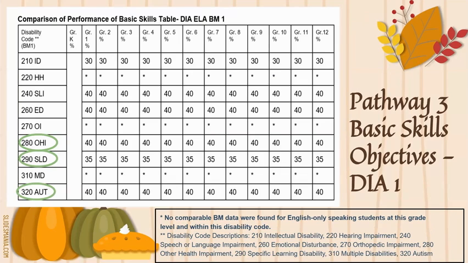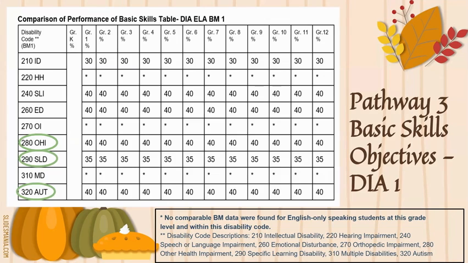For this pathway, we spoke about the district interim assessment for reading, DIA1. If you remember Ms. Pantoja, she mentioned 60%, but here we look at the student's disability. So for example, if you see 210 ID, that's referring to students that are supported for intellectual disability. 220 HH is hard of hearing. Most of our students are supported for 290 SLD, which is specific learning disability.